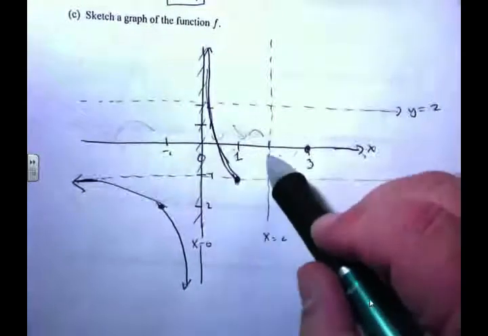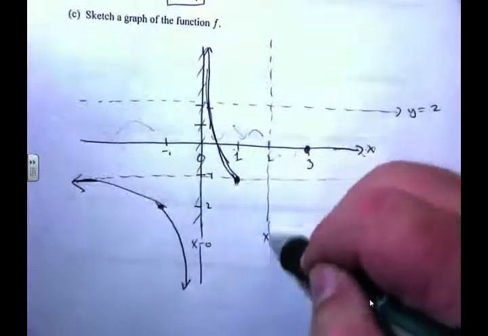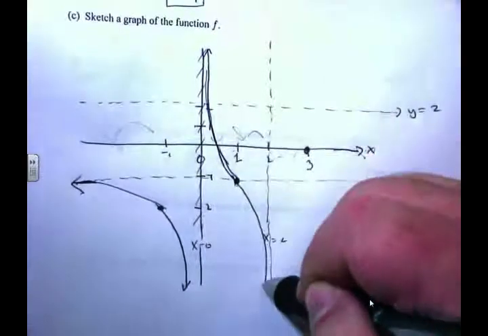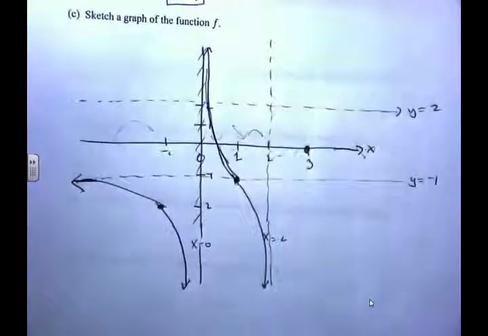An inflection point changes concavity. After 1, I'm going to be concave down and still decreasing. So now I'm concave down and decreasing, and I get that picture in there.